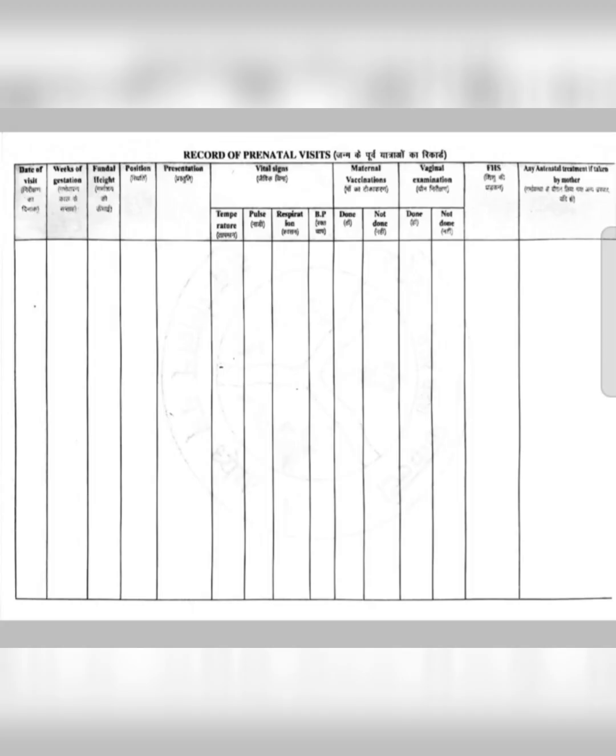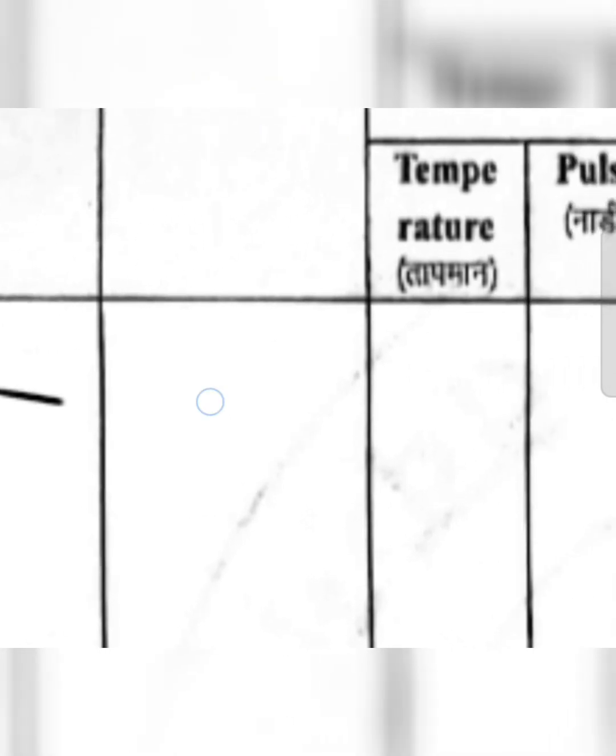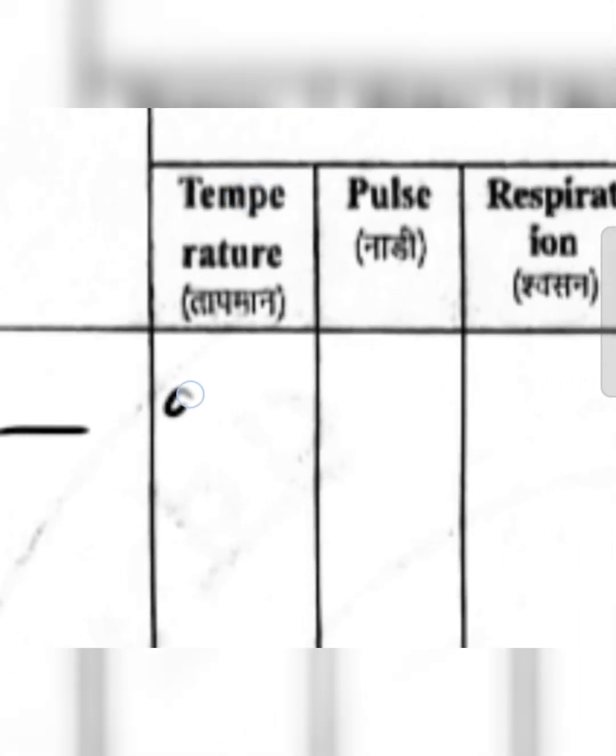Here we are going to write record of prenatal visits. Here we are marking some records of antenatal visits. So first one is the date of first visit. So I am writing 2024 at 5th week of gestation, and the fundal height is too close to the pubic bone, that's why I am not writing here. Positions, presentation, nothing is there.